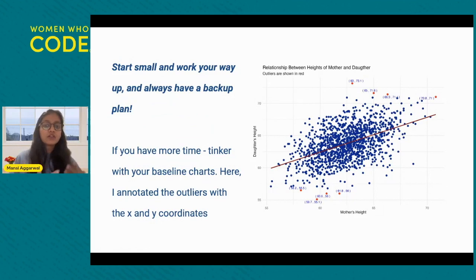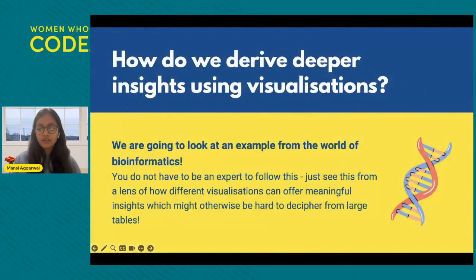To begin with, the black and white chart might have been good enough if I had just 1 hour to put up a presentation. So I had a backup plan. But if I have more time, I can tinker with my baseline charts. What I've added here is that I've annotated these outliers with the XY coordinates, and maybe I've tried to amp it up.